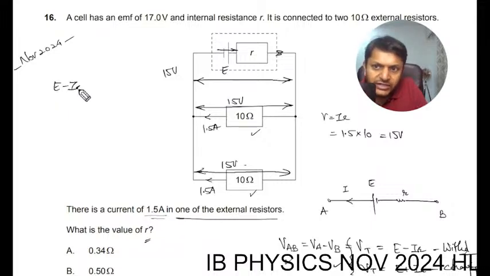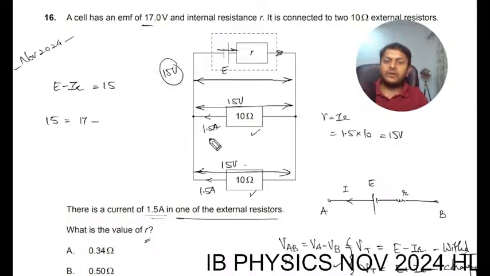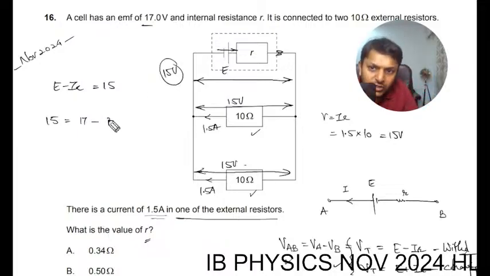So terminal potential difference is E minus IR, and the terminal potential difference will be equal to 15 volt, as we have already seen. So 15 is equal to E, which is 17 volt, the EMF which is given, minus I into R. Now what is the current? So 1.5 ampere is going in one resistor, 1.5 in another. So total current is 3, and this is R.